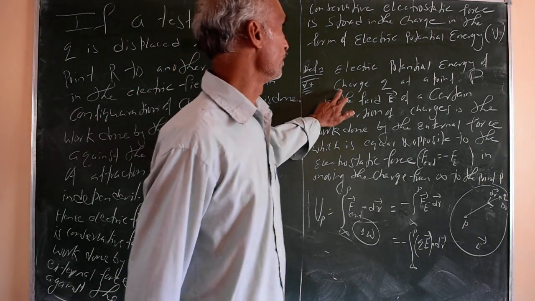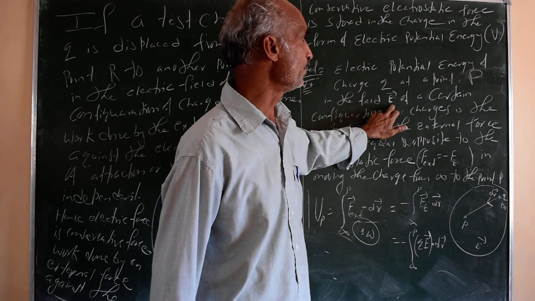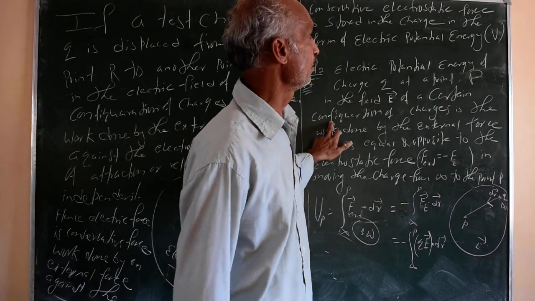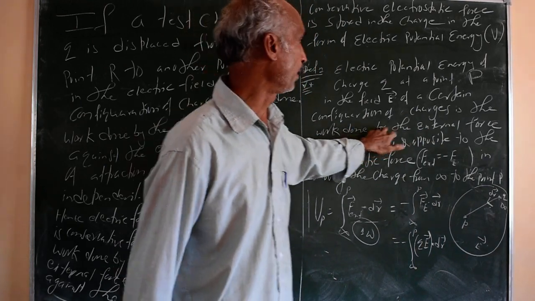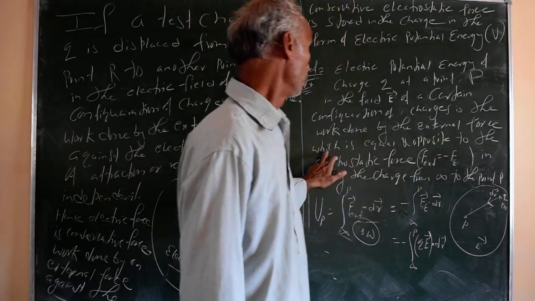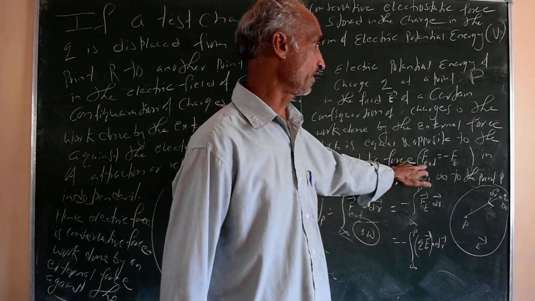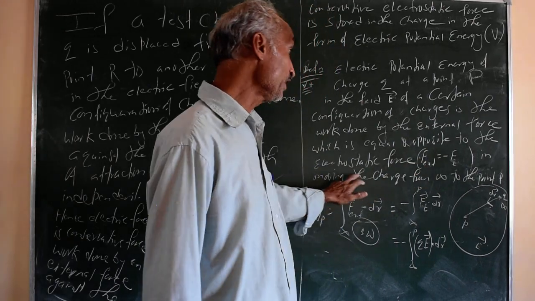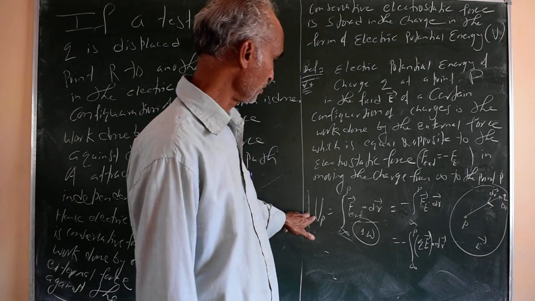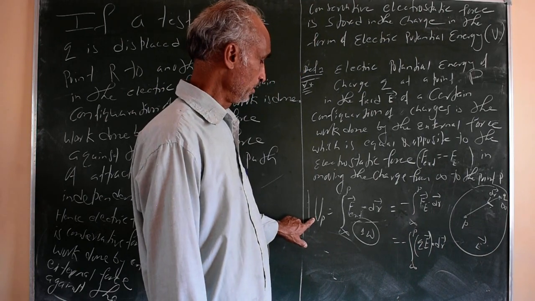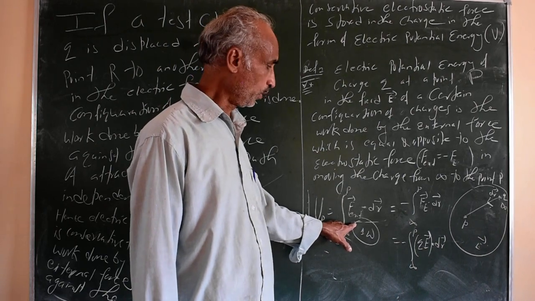Electric potential energy of charge Q at a point P in the field E bar of a certain configuration of charges is the work done by the external force, which is equal and opposite to the electrostatic force, F external is equal to minus FE, in moving the charge from infinity to the point P. Therefore, electric potential energy of a charge Q at the point P, denoted by UP, is the work done.